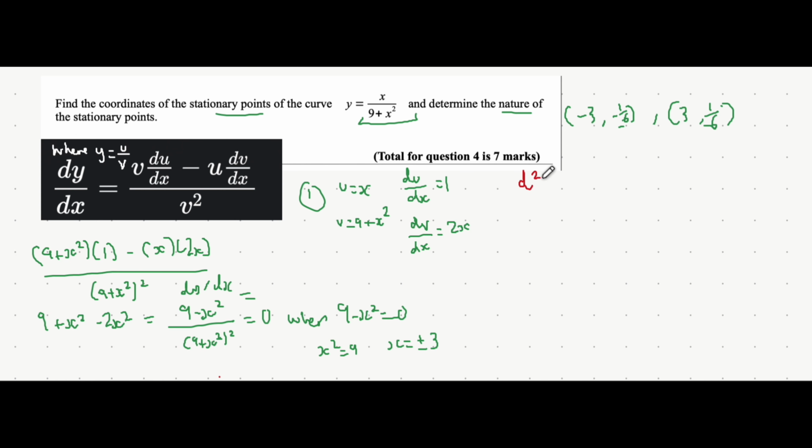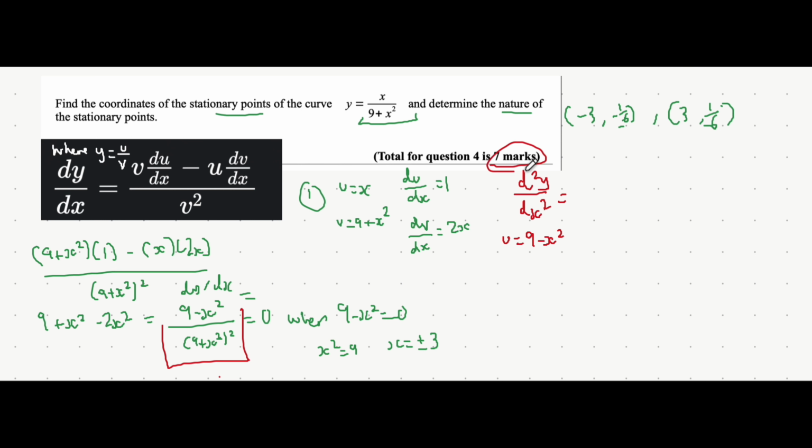You have to find the second differential, which is what you get when you differentiate dy dx. So dy dx we found was this. We now have to differentiate all of this to get d squared y over dx squared. Let's do that. So once again, we're going to use the quotient rule because we're doing one function divided by another function. We call the top function u this time, so 9 minus x squared. And we call the bottom function v, which is 9 plus x squared all squared.